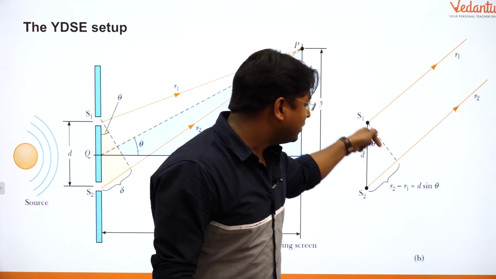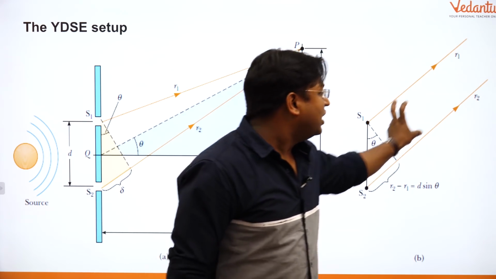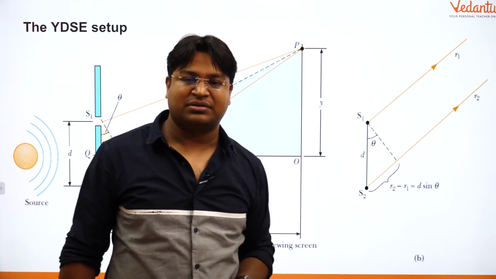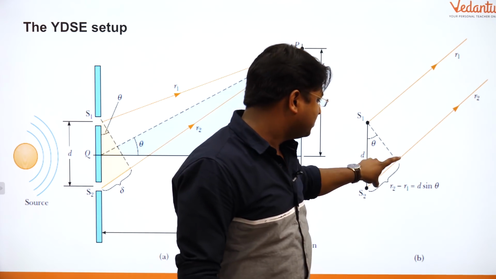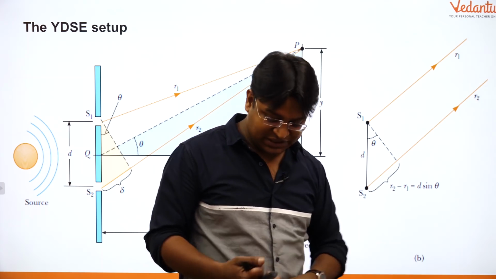So if we drop a perpendicular from S1, then this length will become the path difference, because the other part of the path is common, is same. So this becomes the path difference, and on doing necessary calculations we get this value as d sine theta.